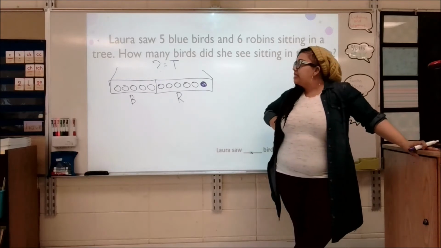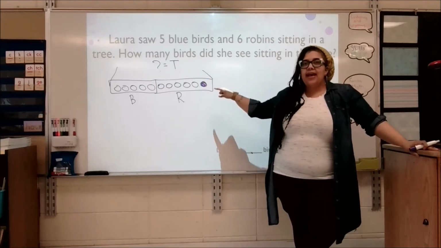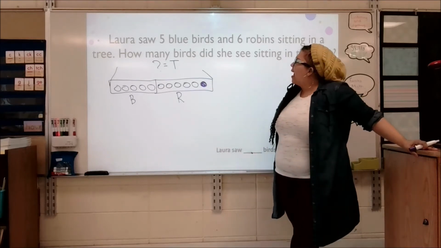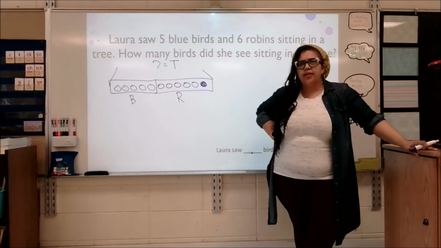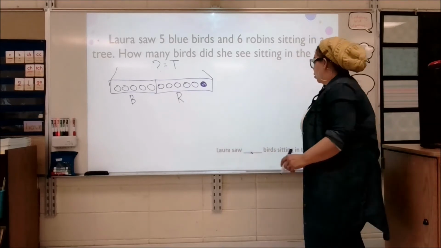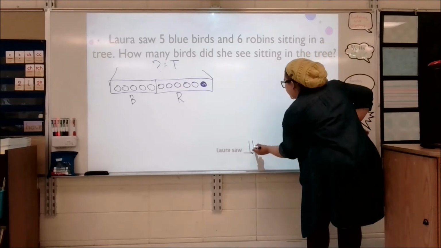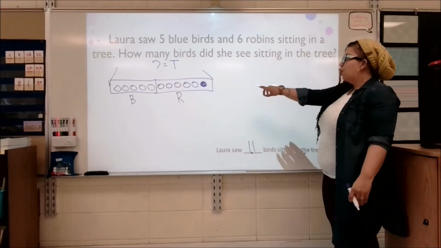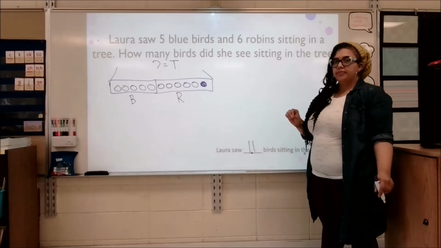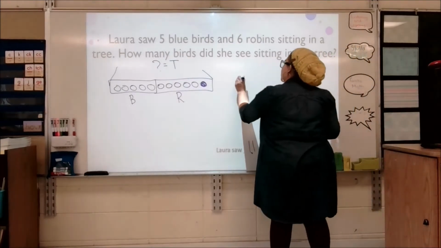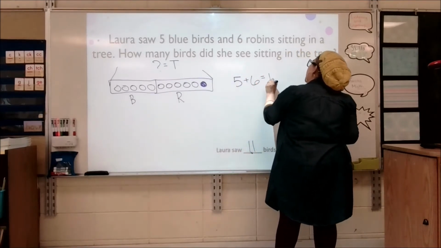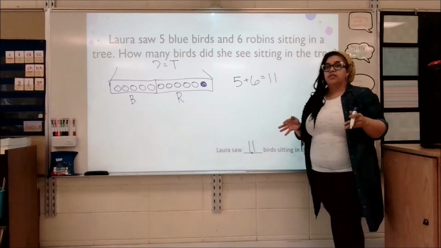Yes, so I can see that I have a group of 10 and 1 more. Wait, I have 10 and 1 more? So how many birds did Laura see sitting in the tree? 11. Laura saw 11 birds sitting in the tree. What is the number sentence that matches this tape diagram? Good job. So 5 bluebirds plus 6 robins equal to 11 birds sitting in the tree.